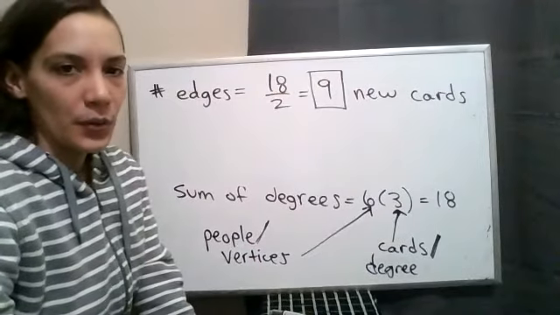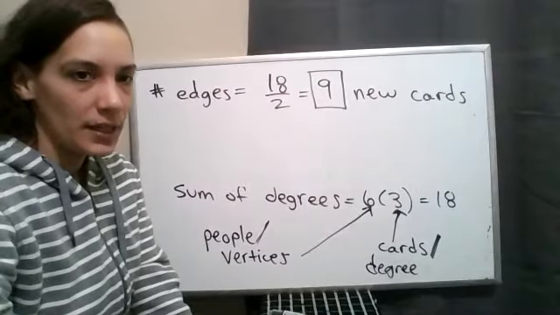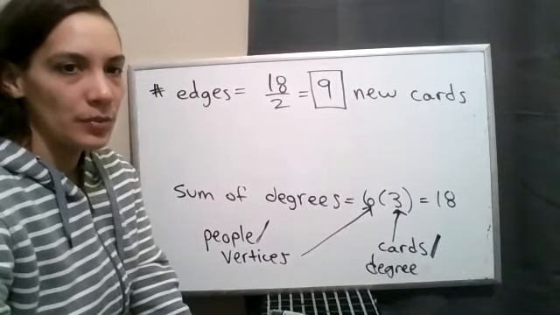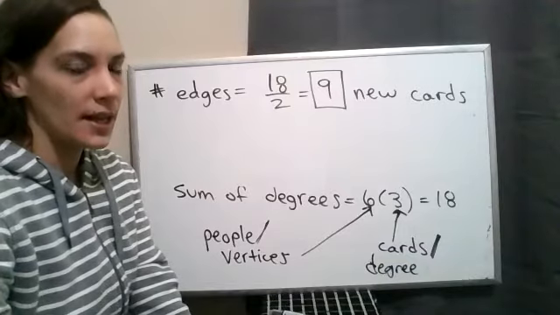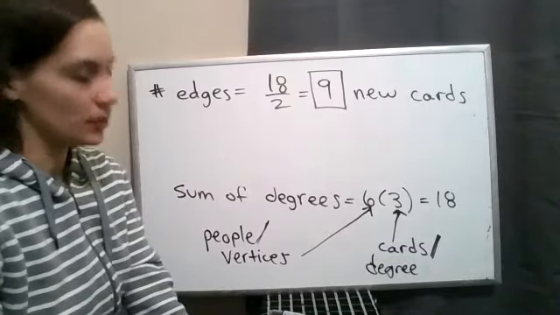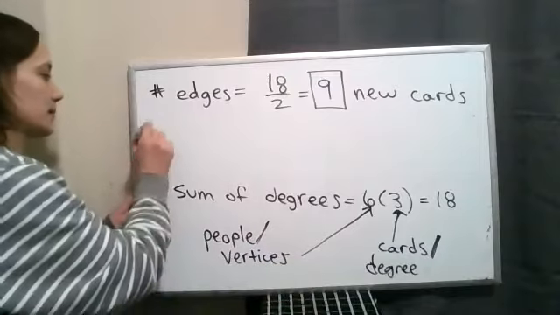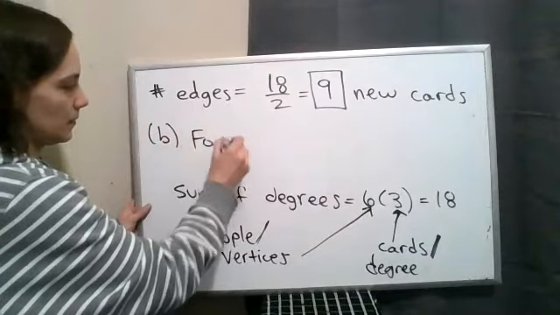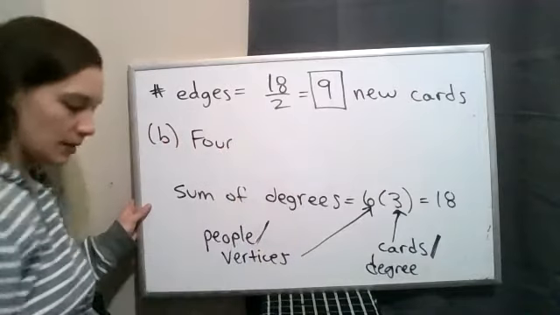Cool. So we're going to go on, and part B has 2 people each get 4 cards, and then 4 people who each get 2 cards. Let's see the number.